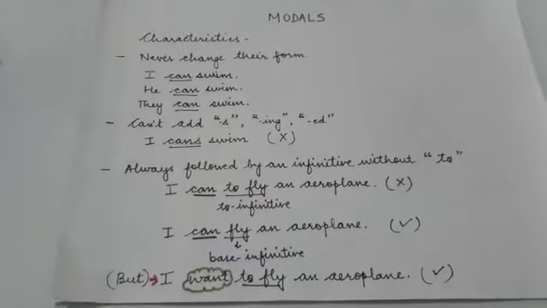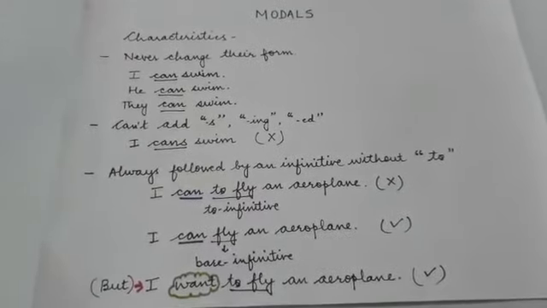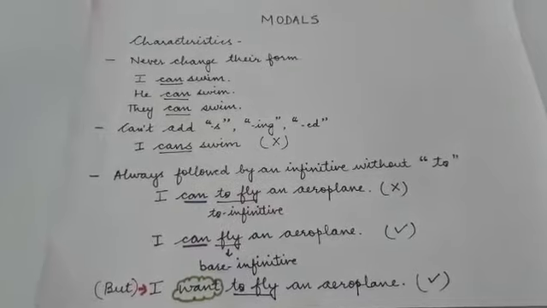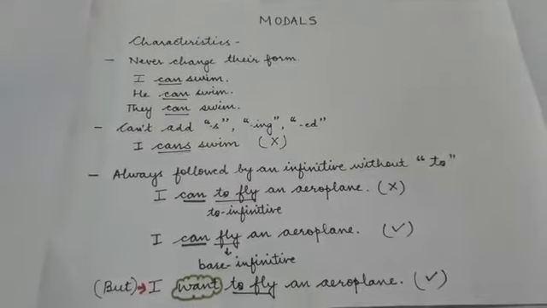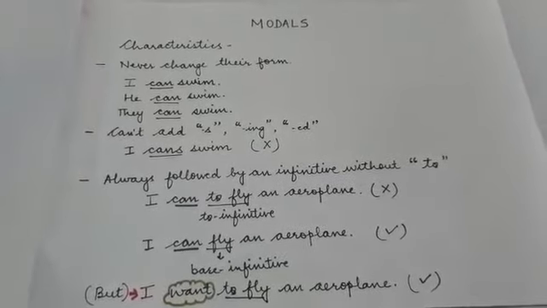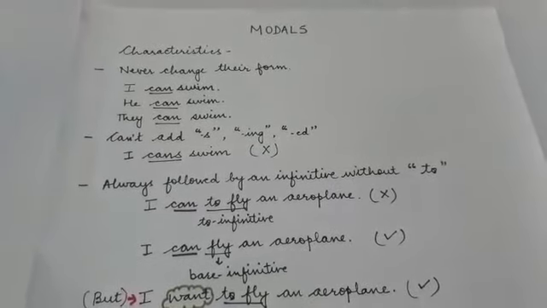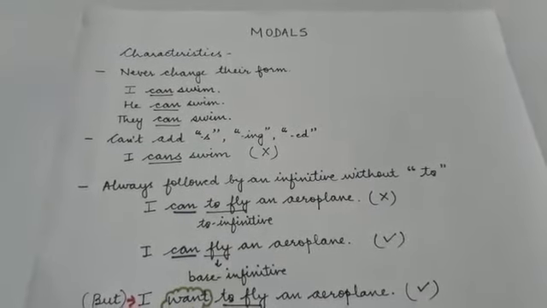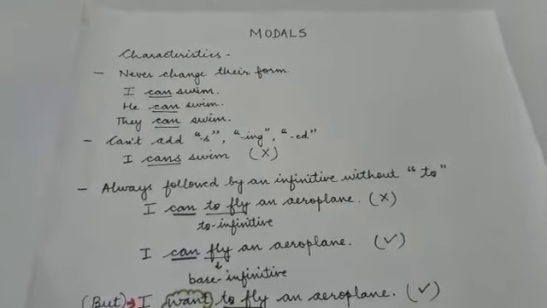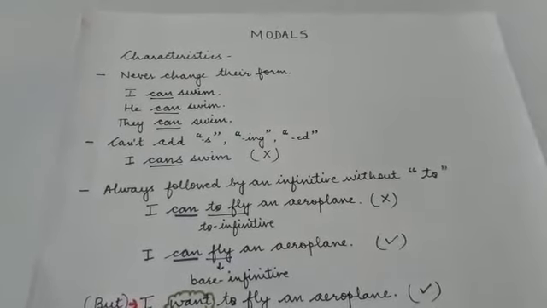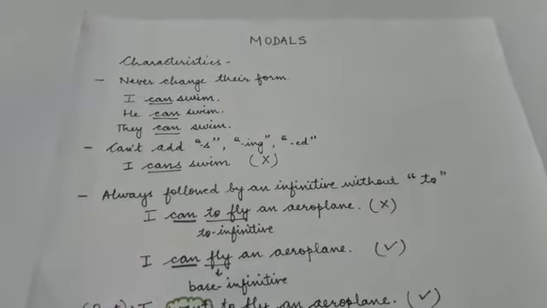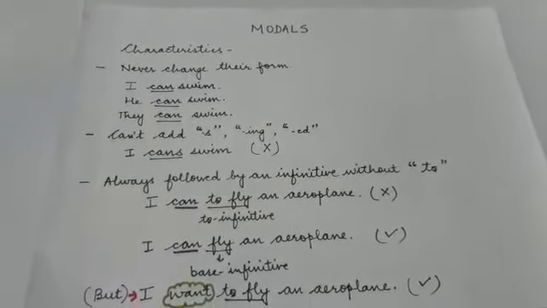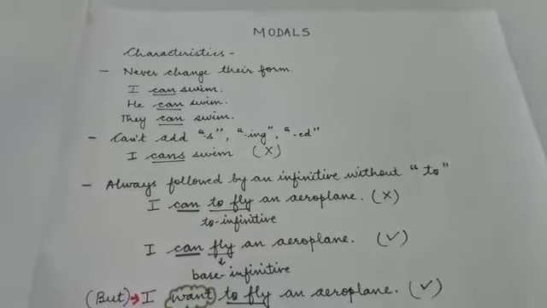So we can see that there are 13 modal auxiliaries, and now we will talk about the characteristics of these modals. What are the basic characteristics of these modal auxiliaries? So the very first characteristic that we see is that these modals never change their form. By form we mean the structure. That is, we can see in the three examples, I can swim, he can swim, they can swim. So we don't find any change in the structure of can. It remains can only. Means with the first person pronoun or the second person pronoun or the third person pronoun, it does not change its structure. This is the very first characteristic of modals.